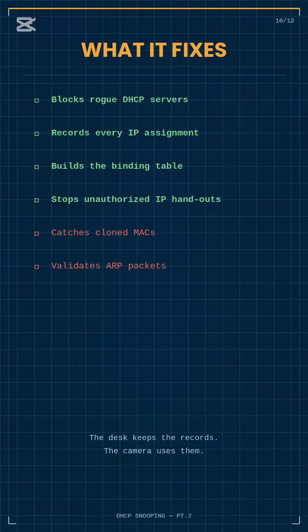That table is what we'll use in part 3, because DHCP snooping doesn't just protect against rogue servers. It feeds the information that makes dynamic ARP inspection possible. The desk keeps the records. The camera uses them to catch the imposter.